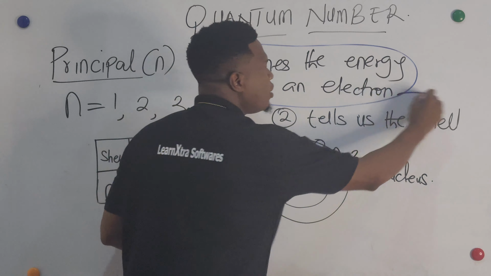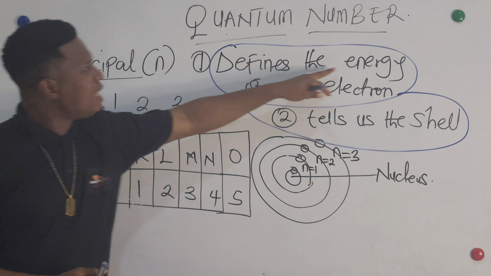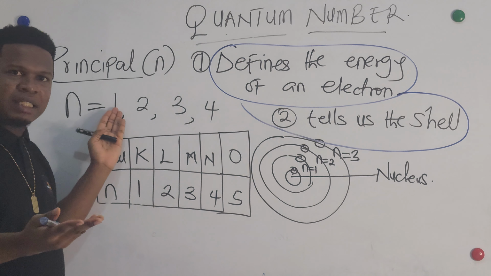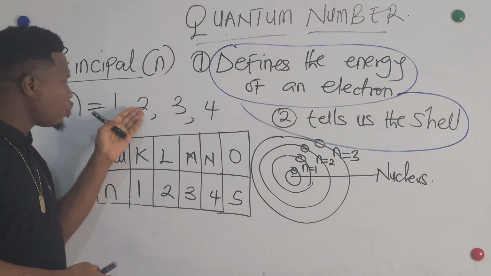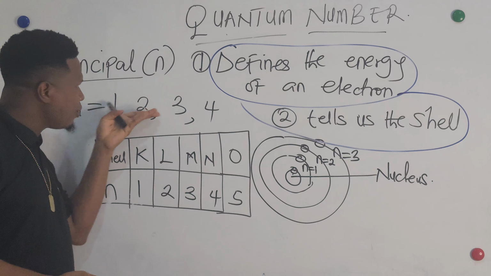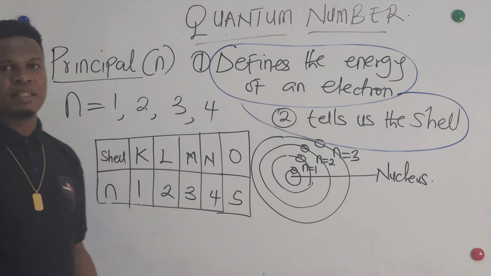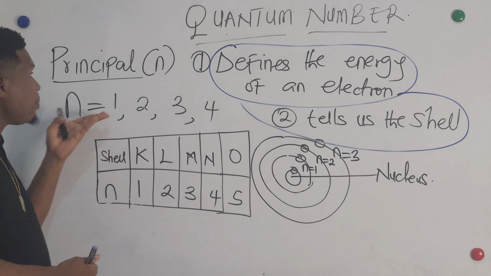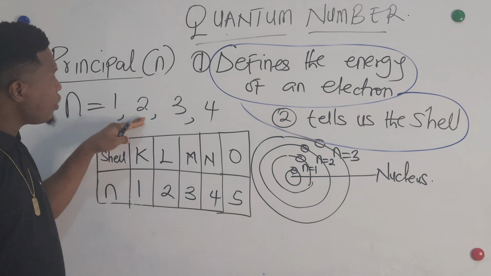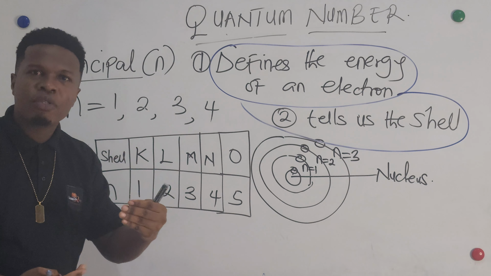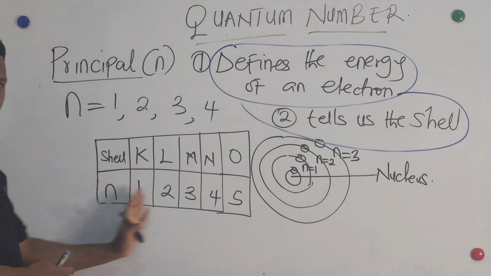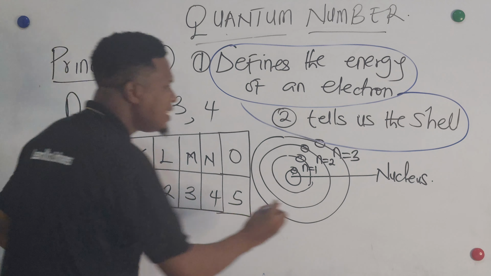So note these 2. Number 1, it defines the energy of the electron. How does it define it? By the number. If the number is 1, it means that the energy is at the lowest state, or the ground state. If it's 2, it means increased energy. So as you keep going from 1 to 2 to 3 to 4, the energy level increases. As you keep coming down, the energy level decreases. As time goes on, I will link this principal quantum number to how to use it to understand energy levels in electrons. So take note, the first one, it defines the energy of the electron. The second one, it tells us the shell.